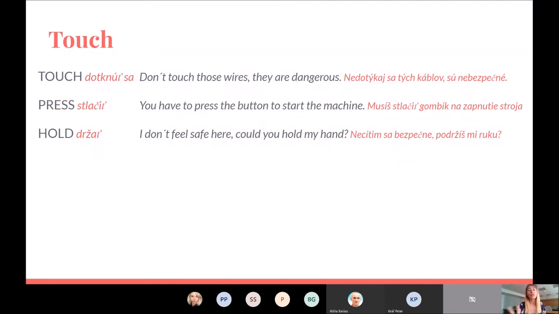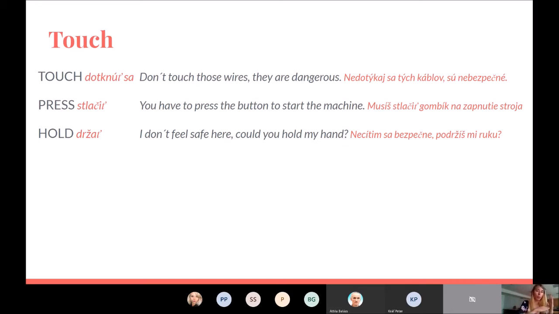And we use 3 simple verbs: touch, press, and hold. So just touch means to just make a contact. Don't touch those wires, they are dangerous. Let me touch your hand. Just make a contact. Then we have verb press.